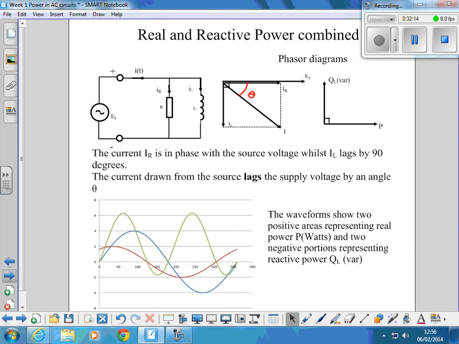So we've got a current flowing through the resistance, and we've got a current flowing through the inductor. Okay? In that case, we've got a combined current voltage phasor diagram. Here's E.